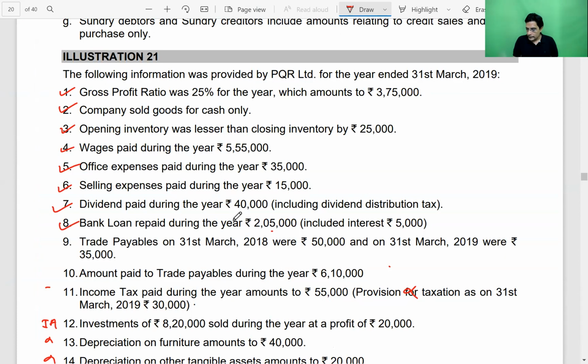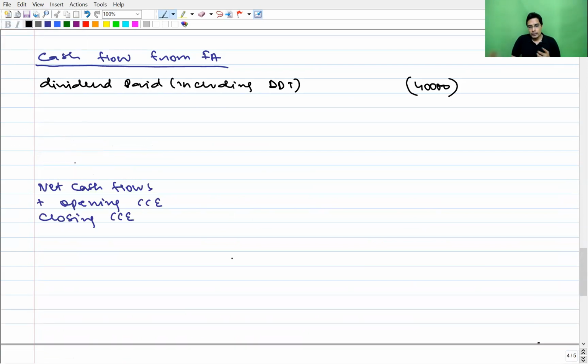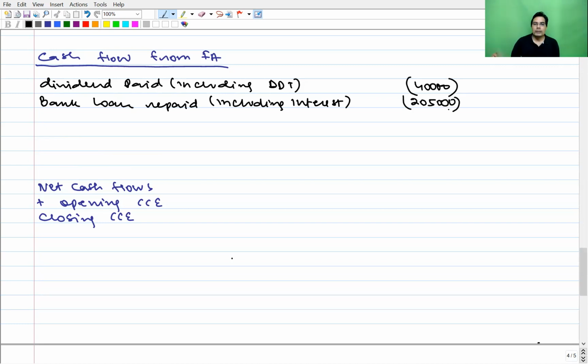In this 5,000 is interest. Guys, bank loan repaid, the principal amount also comes in financing activity. And even the expense on that borrowings, since the borrowing comes under financing activity, the expense related to that borrowings, we'll put it under financing activity. Bank loan repaid, including interest. It is 2 lakh 5,000. Repayment of bank loan as well as interest, both come under financing activity. Next one.